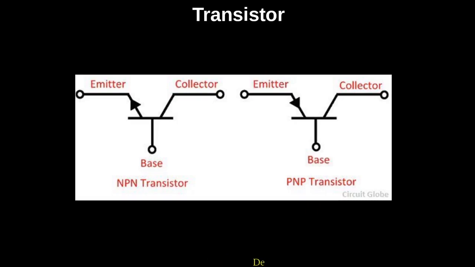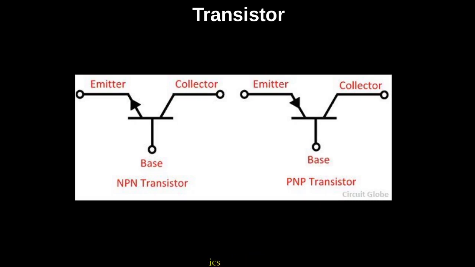The emitter junction is forward biased and offers a small resistance, whereas the collector junction is in reverse bias and offers high resistance. When the weak signal is introduced to the low resistance circuit of the transistor, it transfers the signal to the high resistance circuit.